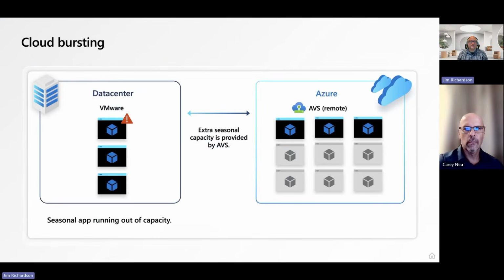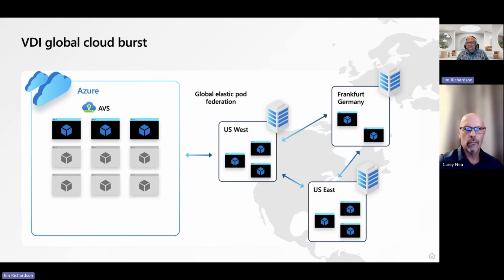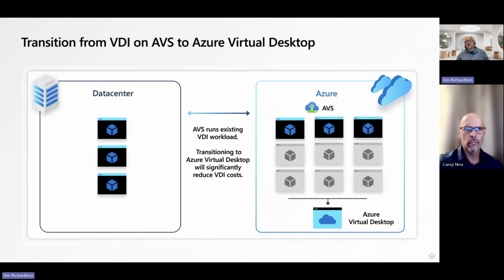All right, now this is your favorite topic, Carey, total cost of ownership. So on a previous slide, we talked about cloud bursting for extra capacity when you need it for seasonal need. There's also global cloud bursting to take your workloads and burst them out to your global workforce and put those workloads closer to where those individuals work. And then also the transition from the VDI environment to Azure Virtual Desktop. So today, if you have VMware and you're running Virtual Desktop, you may be sharing server desktops.